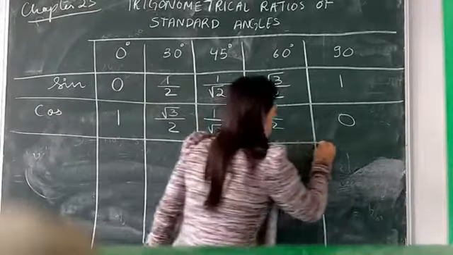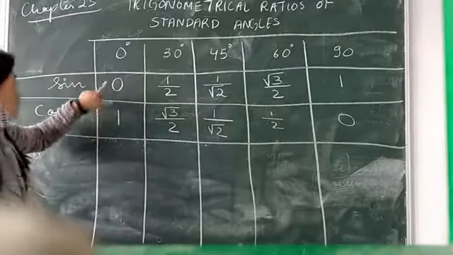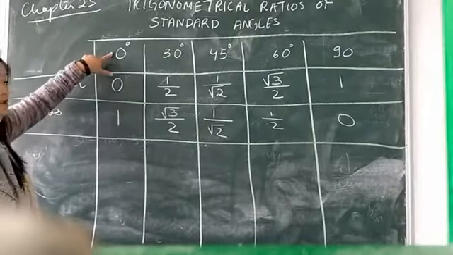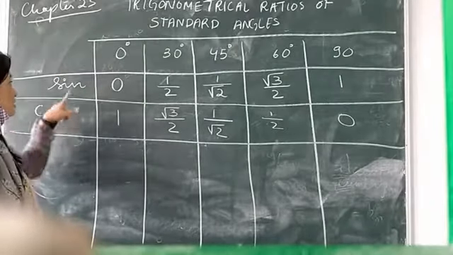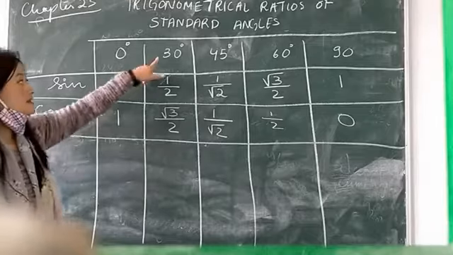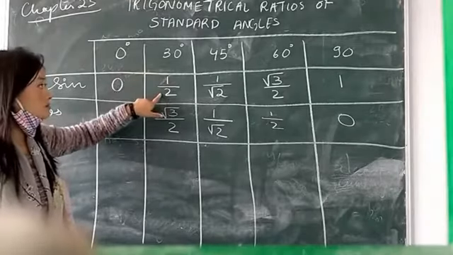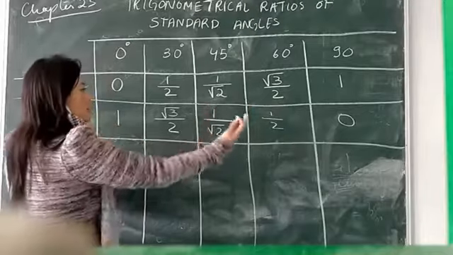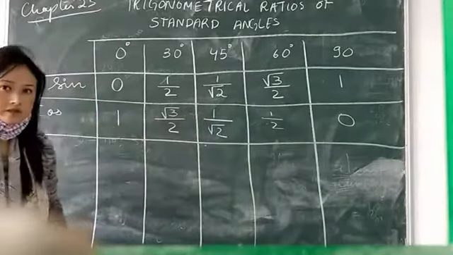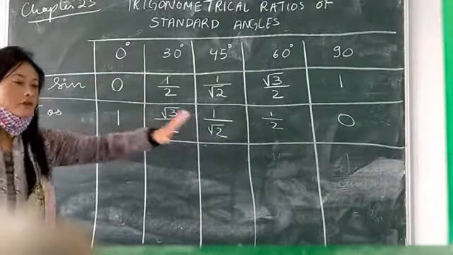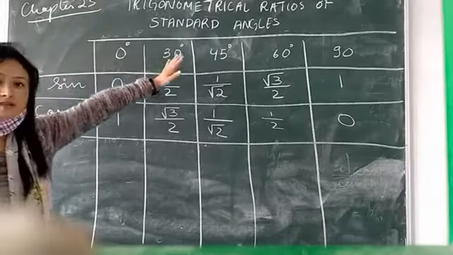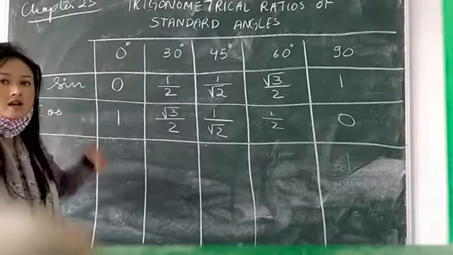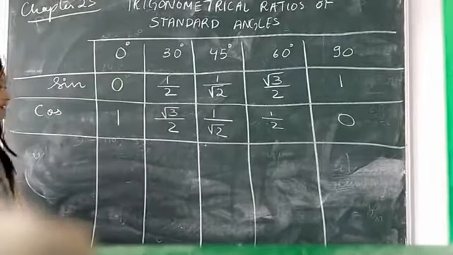Okay, you can see it for yourself. Here we have sine 0 degree as 0 and cos 0 degree as 1. Sine 30 degree as 1 by 2 and cos 60 degree as 1 by 2. So what is happening over here? The values are reversed. Okay, the values are reversed. So we can say when we talk about standard angles, sine and cos are reciprocal.